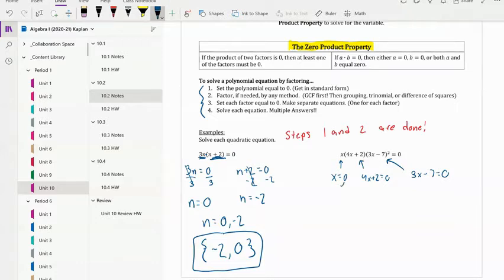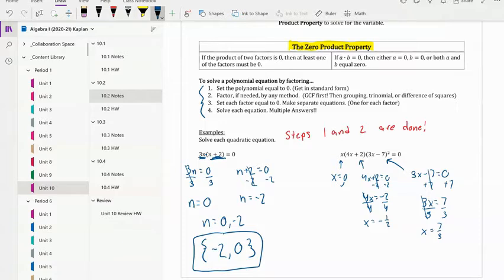4x plus 2 equals 0. We would subtract the 2. Okay, we get 4x equals negative 2. And then we would divide by 4 to get that x equals negative 2 over 4, which is negative 1/2. Okay, now that one's good. Next one, we'd add 7. So we get 3x equals 7. And then we divide by 3 to get x equals 7/3. Okay, and there you go. Those are your 3 solutions.